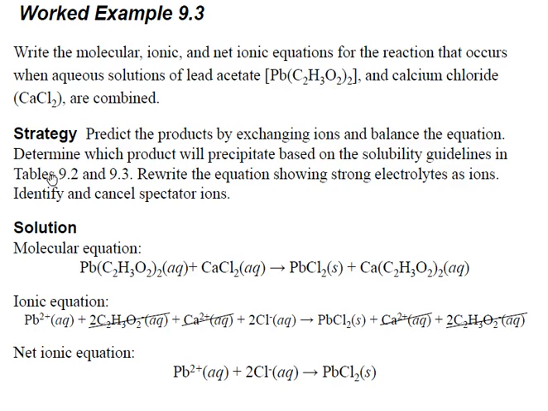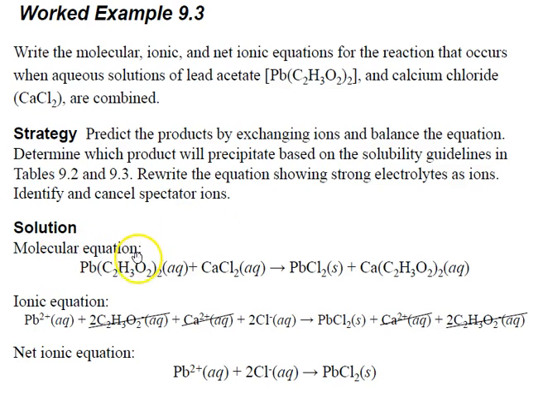Ultimately, we'll rewrite the equation. We're going to show strong electrolytes as ions, and anything else that is on both sides, we're going to cancel, and they're called spectator ions. So let's take a look at all of this visually.